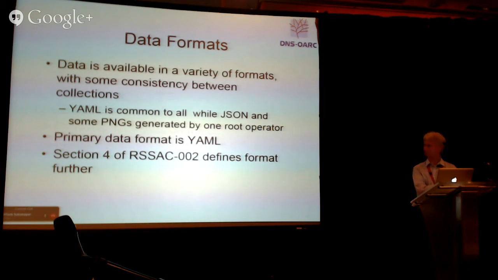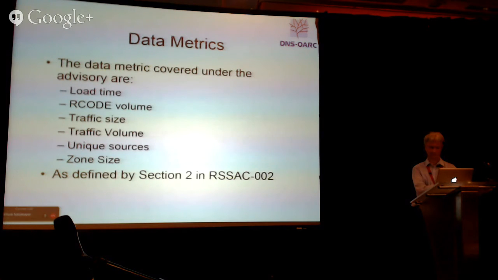So there you can see some of the formats that this data is available in. Some of it's JSON, some of it's YAML, and section 4 goes a little deeper. You can read that document online at ICANN's website. Next slide. This is what the data metrics look like as far as being collected. That's further defined in section 2. Next slide.